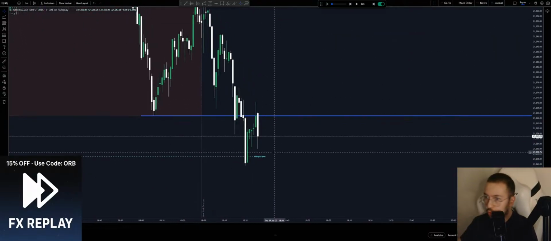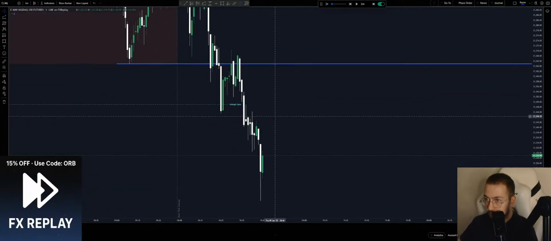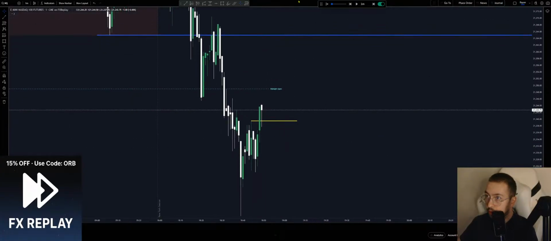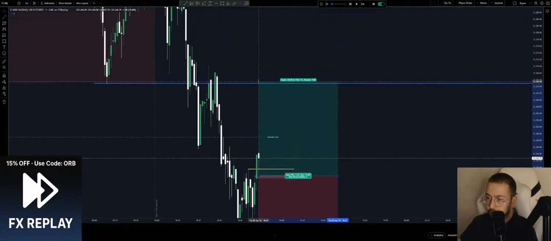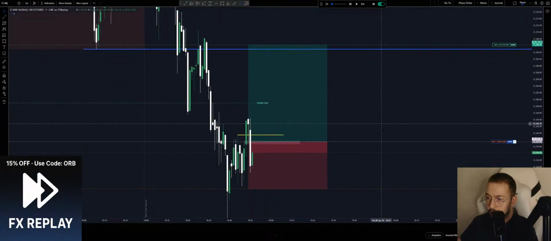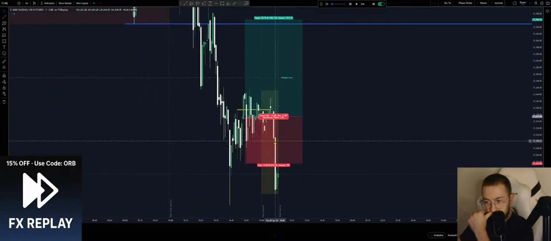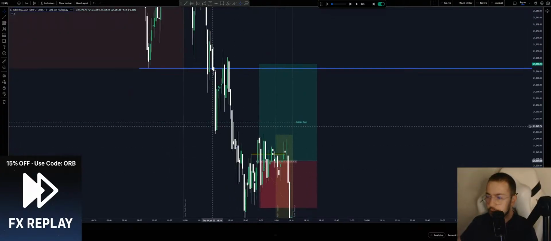So now we swept the low. We need to wait for a break of structure. All right, we do have a break of structure here, and a small fair value gap right there. That's a gap. That's your limit order. That is your stop. Risk to reward. Boom, and you got stopped. Holy. Wait, what time is it? What is this?